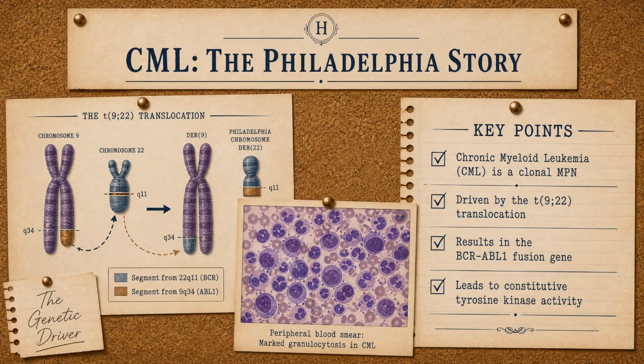This is why molecular testing has revolutionized CML diagnosis and treatment. So, when you hear CML, immediately think Philadelphia chromosome and BCR-ABL1. It's a match made in, well, not exactly heaven, but certainly in the diagnostic lab. This genetic signature is what makes CML so distinct from other MPNs. Let's move on to how this disease progresses through different phases.